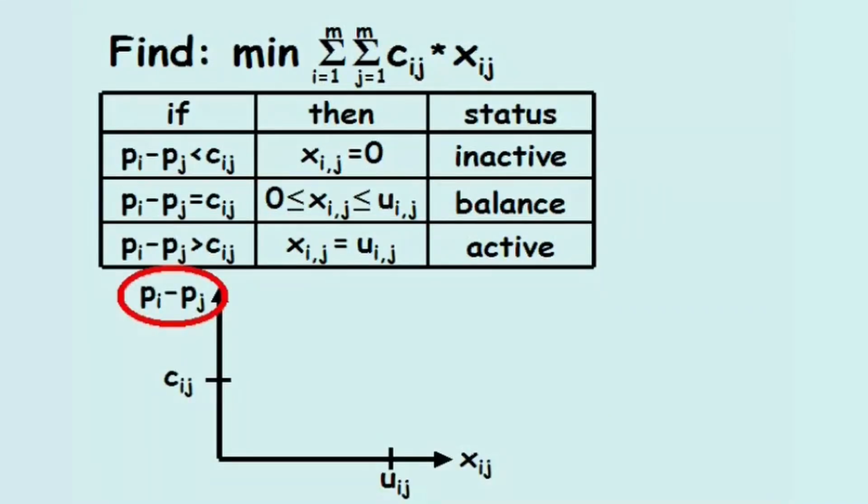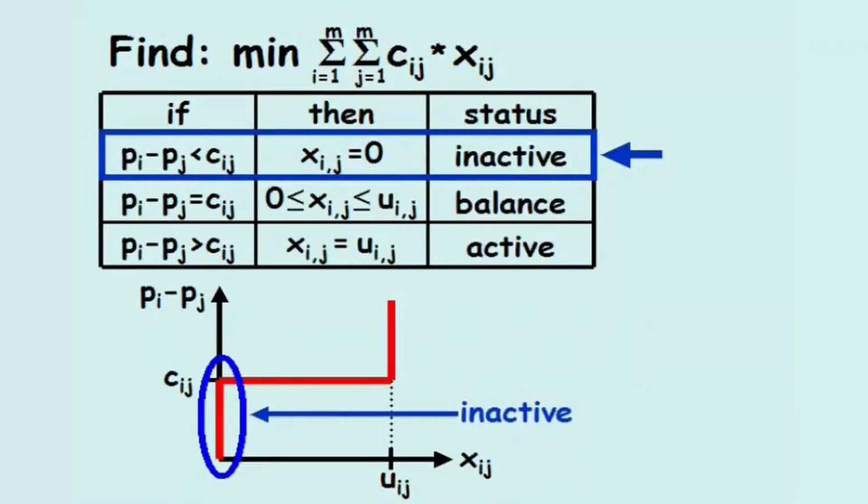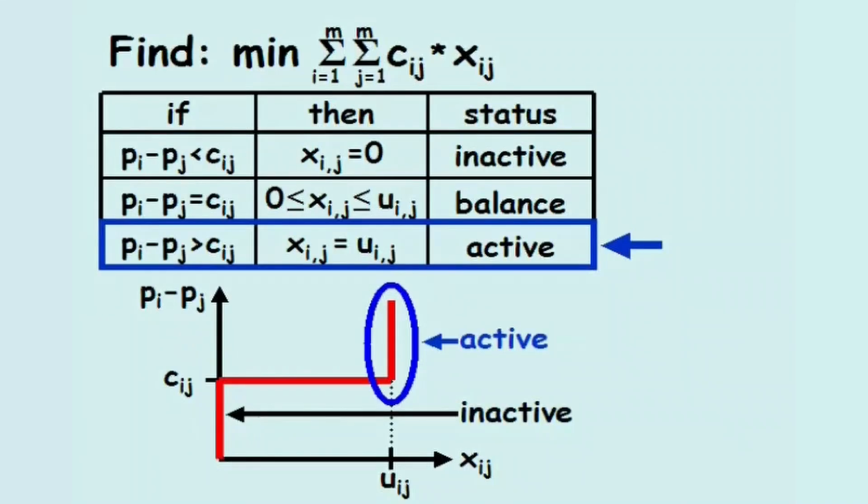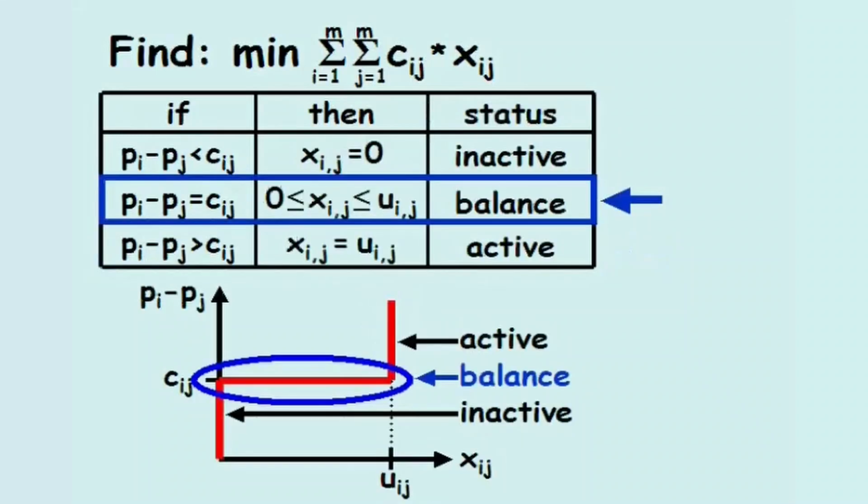Graphically, if we plot the dual variables Pi minus Pj on the vertical axis and the primal variables xij on the horizontal axis, all links must be somewhere on the red line, where the inactive region is represented by the first vertical segment on the graph. The active region is represented by the second vertical segment on the graph, and the balance region is represented by the horizontal part of the graph, including endpoints.